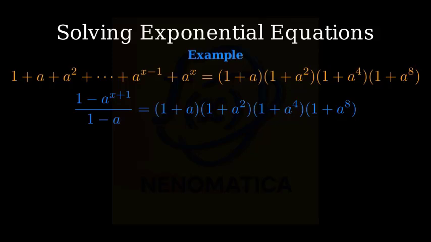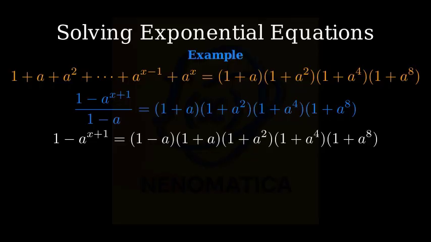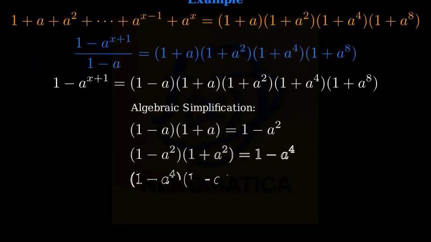For a geometric series with first term 1, common ratio a, and x plus 1 terms, we can use the formula. Sum equals 1 minus a to the power of x plus 1 divided by 1 minus a. So our equation becomes 1 minus a to the power of x plus 1 divided by 1 minus a equals the product on the right side. Next, we multiply both sides by 1 minus a. This gives us 1 minus a to the power of x plus 1 equals 1 minus a times the product on the right side.